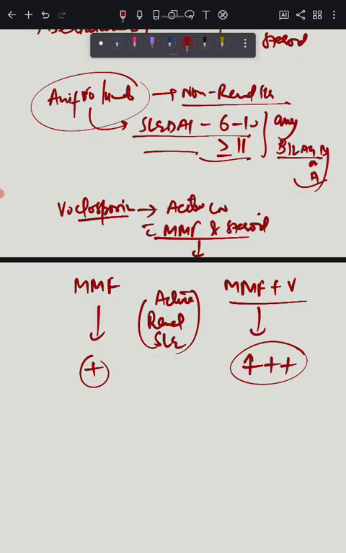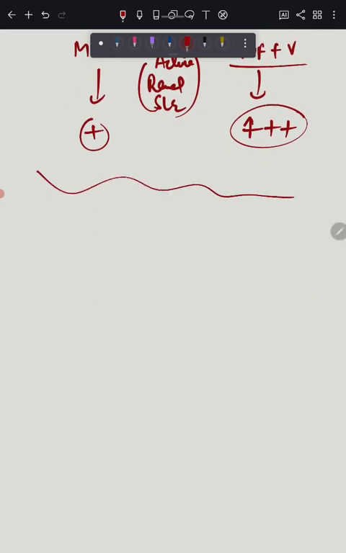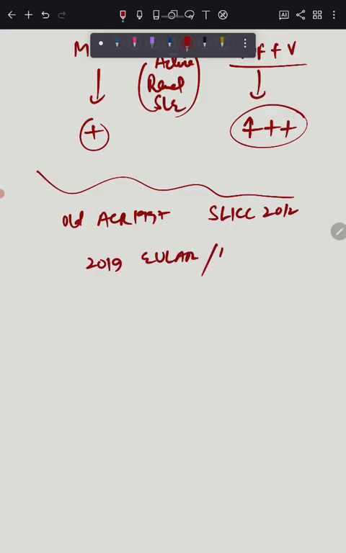Now I'll give a short summary about why new criteria were made. You see, the old ACR 1997 and SLICC 2012 criteria had issues with sensitivity versus specificity. Then the 2019 EULAR/ACR criteria aimed to combine the sensitivity of SLICC and the specificity of ACR. They are used for classification, be it research and clinical trial entry, not for diagnosis, which is clinical.